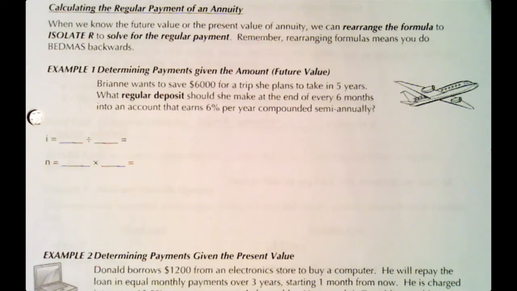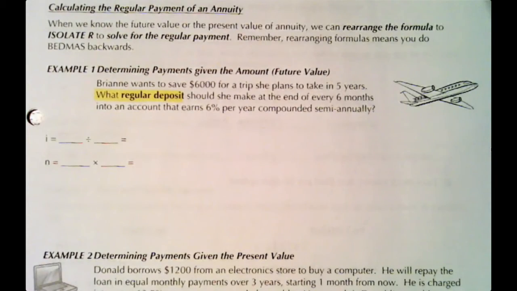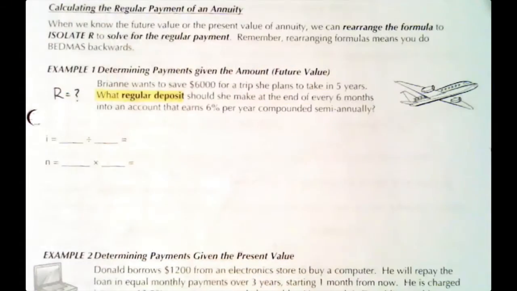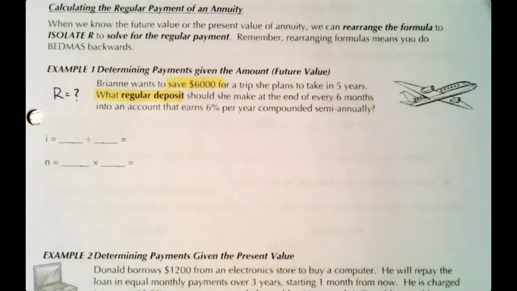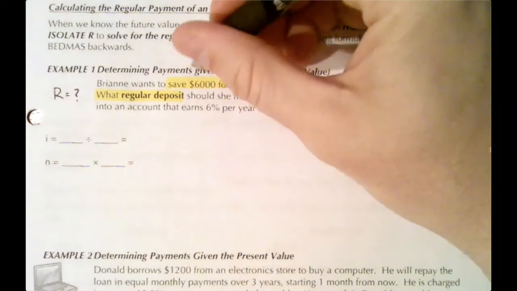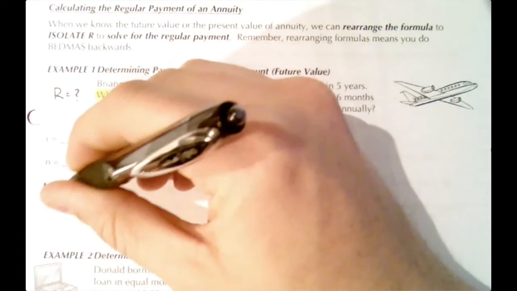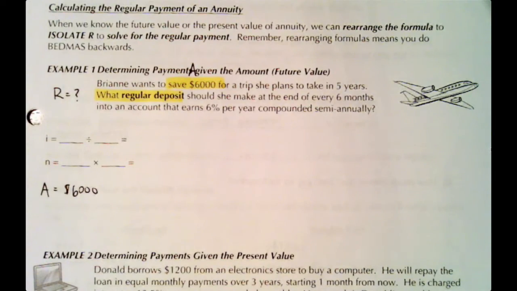Where does it say that? What regular deposit? We want to find R. Given that we want $6,000 in the future. We want to save $6,000. That's A. A is $6,000. So we need an equation that's set up to solve for R.